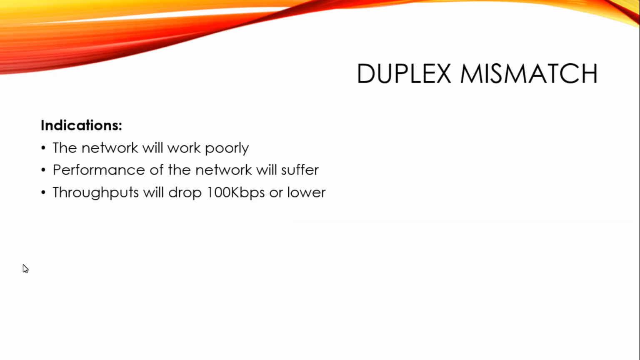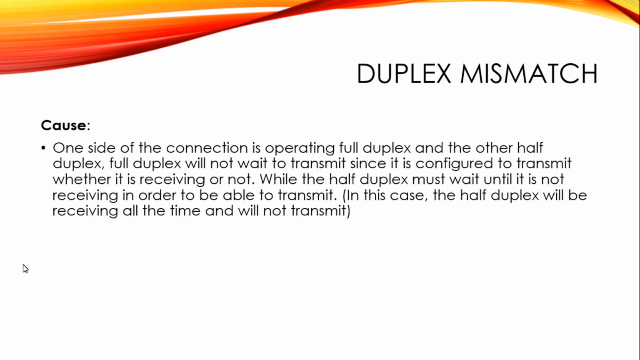And now I will move to our second problem, which is the duplex mismatch. So the indications that this problem is there are the following. The network is working poorly, the performance of the network will suffer, and throughput will drop to 100 kbps or even lower.